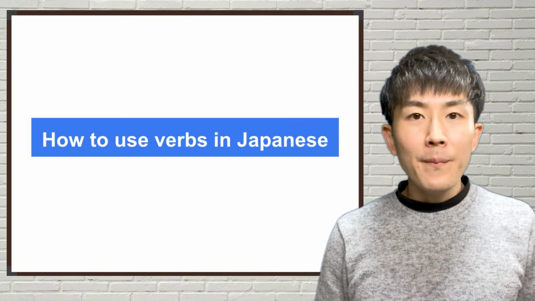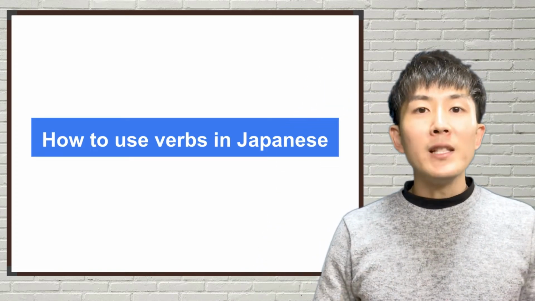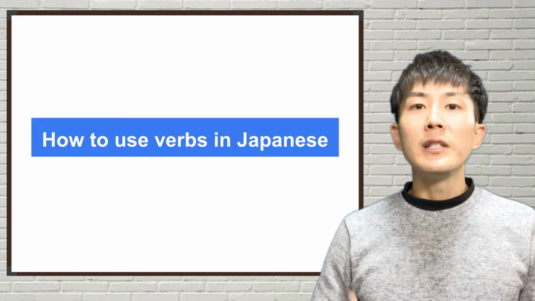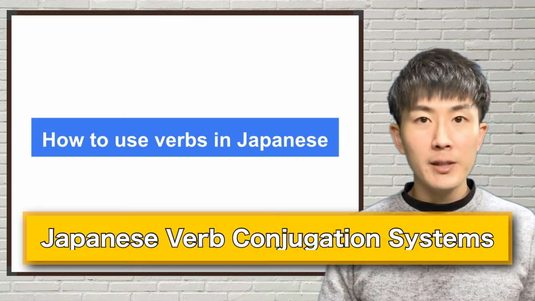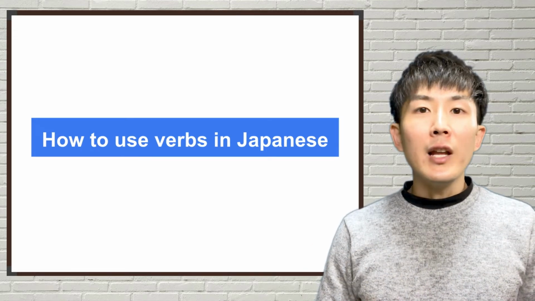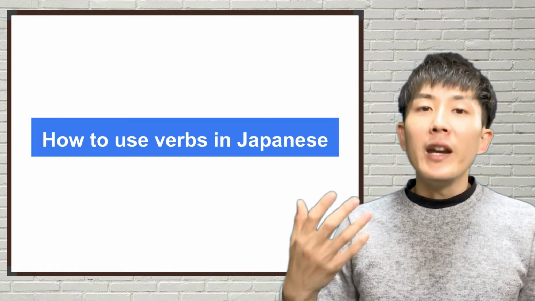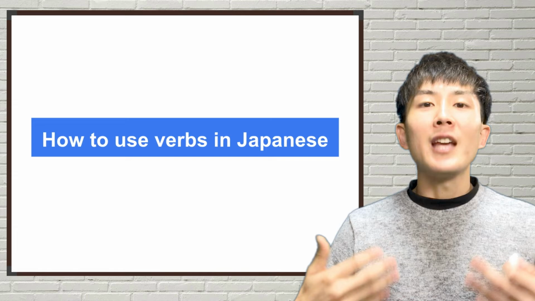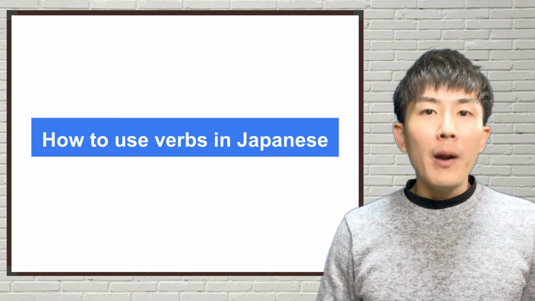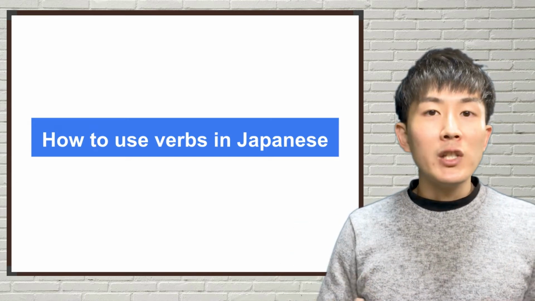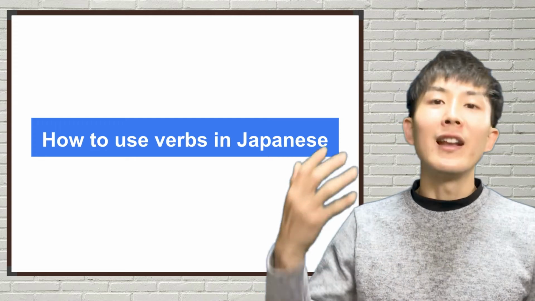Hi, it's Yuki. If you want to use Japanese verbs, it's important to know the Japanese verb conjugation system. You need to learn how Japanese verbs change depending on the situation. It's a very important topic in learning Japanese. I'm going to talk about it in this video, so please watch this video to the end. Okay, let's get started.